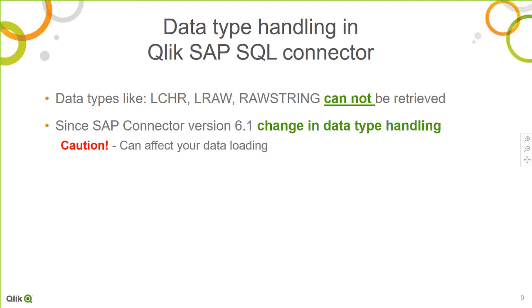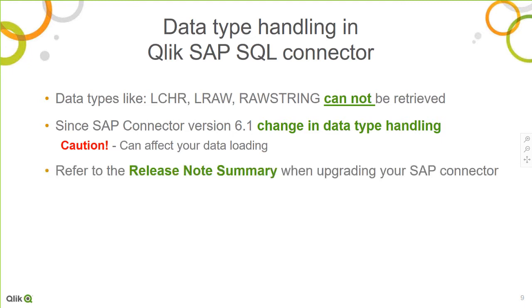So when you try to upgrade your connector version, you could run into some problems when you have some older scripting, and now the data types changed. So it could be that your data looks completely different. So it's always good in this regard to check the release note summary, what actually happened when you do the upgrade. So let me, for instance, show you how this looks like in the release notes.